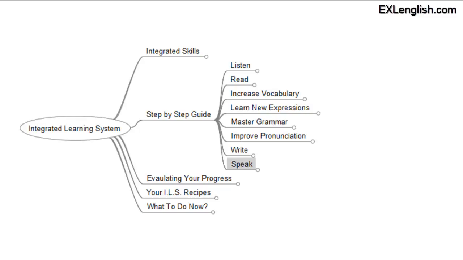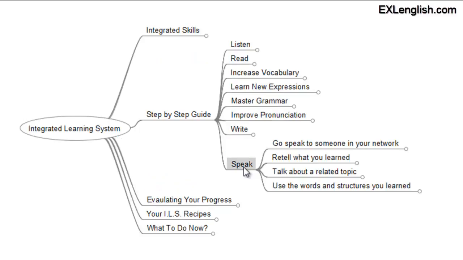We're talking about how to improve your English speaking in the integrated learning system. This is a step-by-step guide, so we've gone over how to develop all of your skills together. We've gone over most of them, and now we're dealing with the speaking aspect. So you've gone through, you've listened to your audio and read the text.